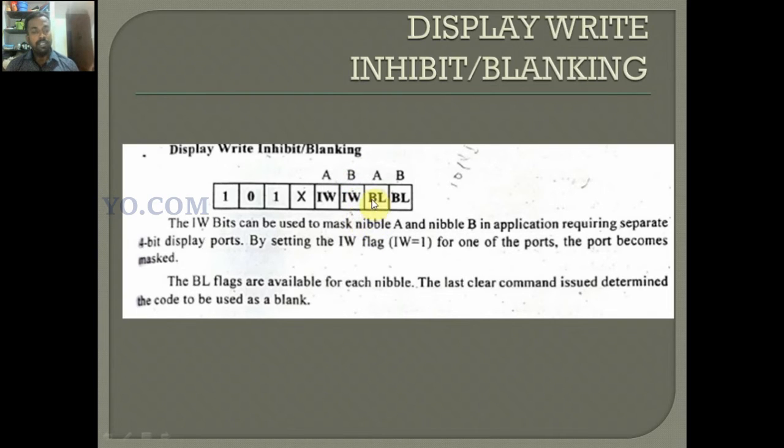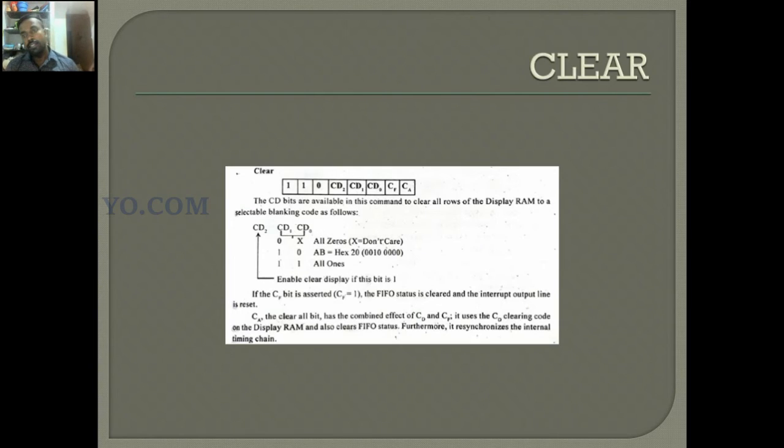The BL is blank display, which is available for each nibble. The last clear command issued determines the code to be used to blank the display. So the particular channel is considered as blank. That is display write inhibit and blanking. The next one is clear.